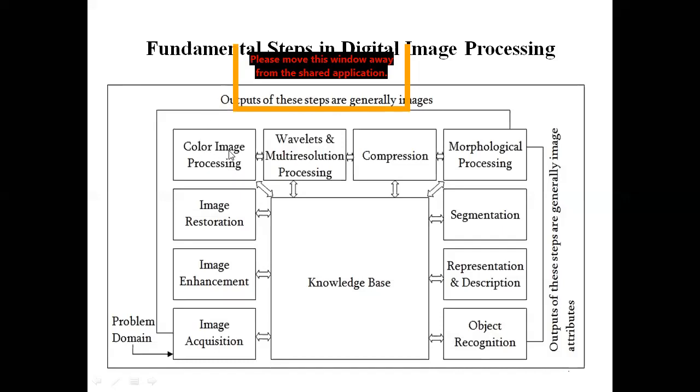Next, color image processing. Color image processing means, yeah, this deals with the manipulation of color images. Suppose that image having different color, so based on that we are taking the image. Okay, ma. Next, wavelets and multi-resolution processing. Multi-resolution in the sense, so in different intensity levels we are taking the image. Okay, so that means this is used for dealing with the representation of images in various degrees of resolution. Multi-resolution means various degrees of resolution.